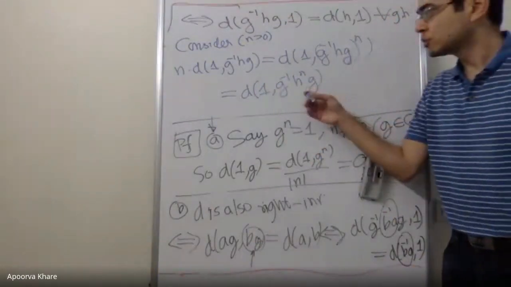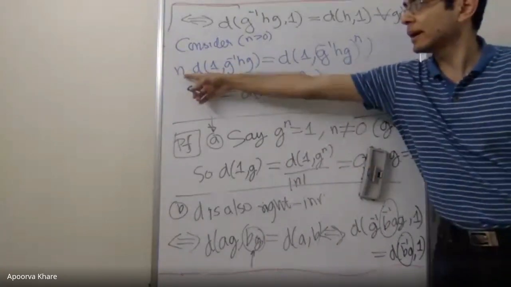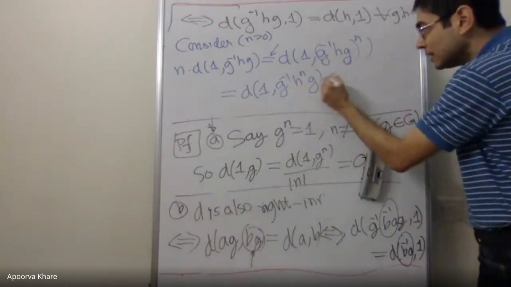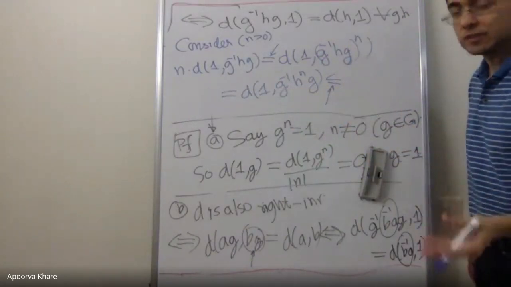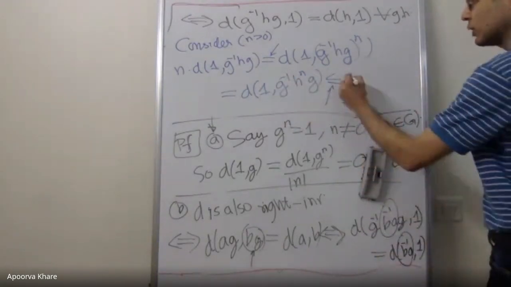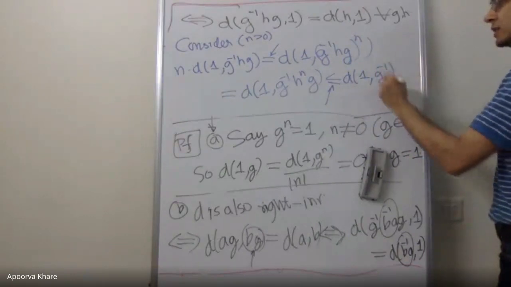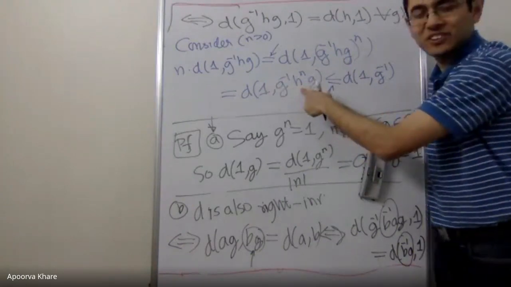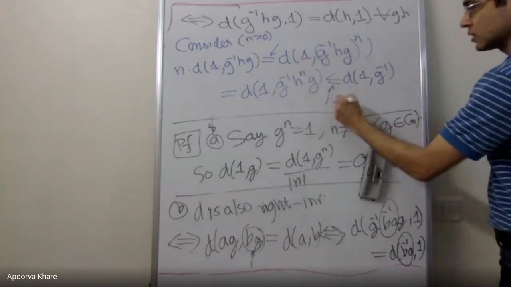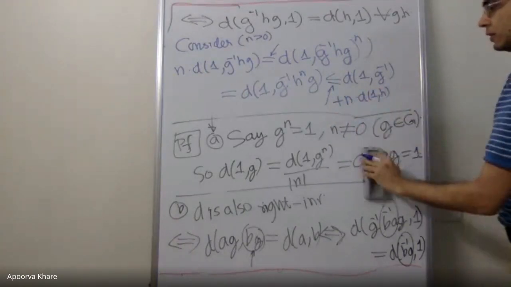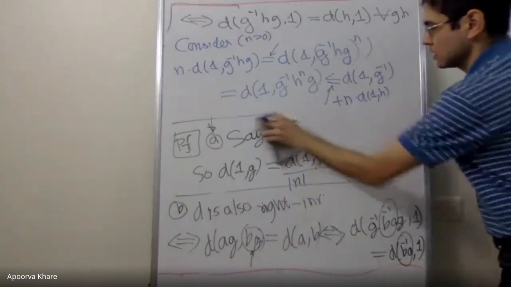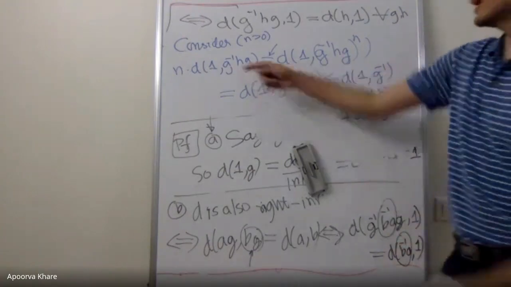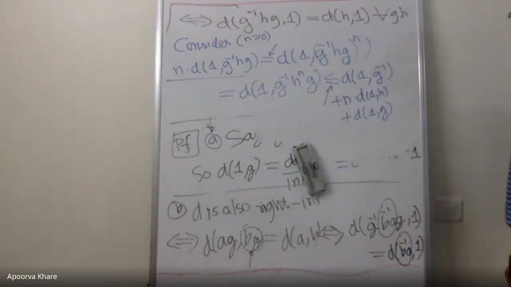But now this is where I again use my triangle inequality. Remember, on the one hand I have the condition that it's a norm, and now this is just calculating it. But here there is the other condition, where the metric is left invariant. Because of which, by the triangle inequality, you get the distance from 1 to G inverse, plus the distance from 1 to H to the N, plus the distance from 1 to G. And the distance from 1 to H to the N is N times the distance from 1 to H. So what I get is N times something is less than or equal to this plus this plus this.